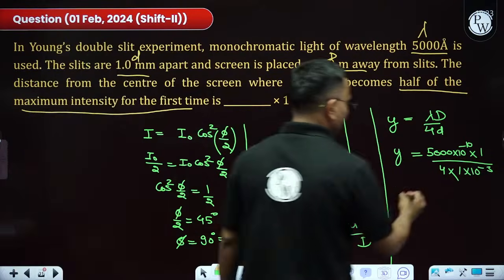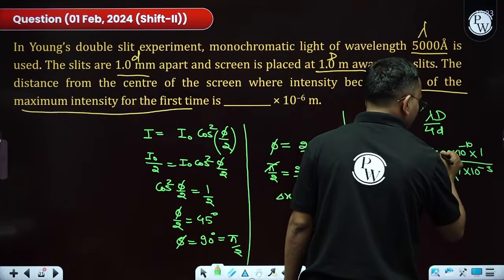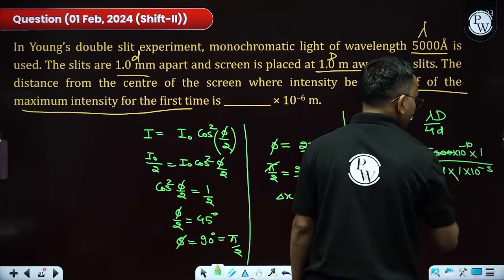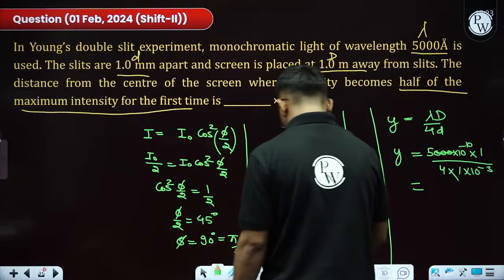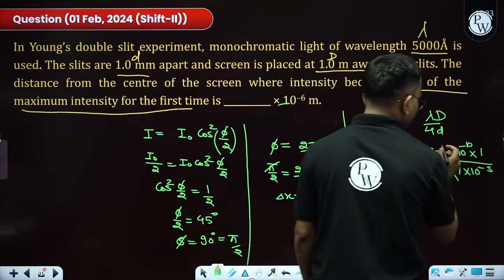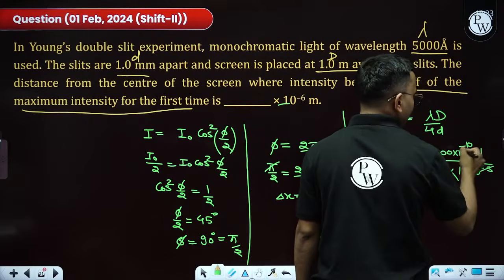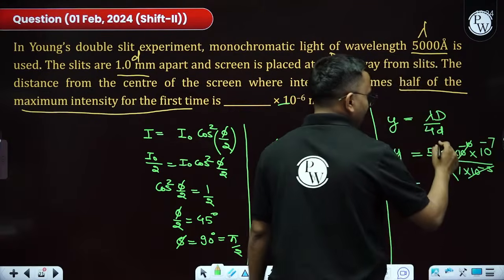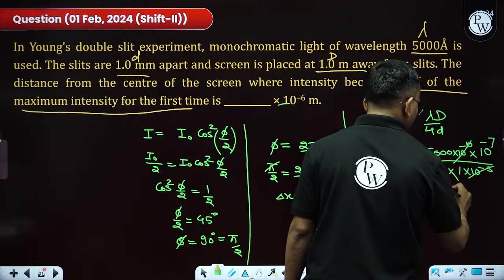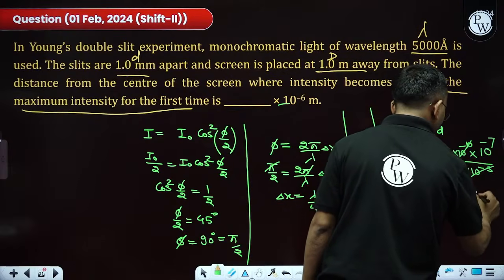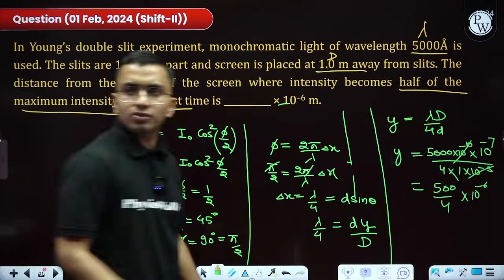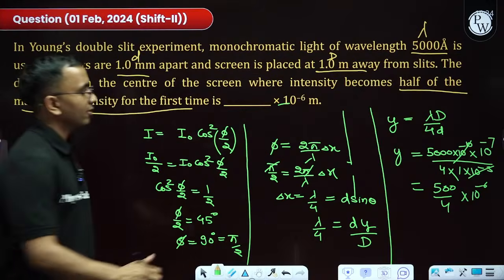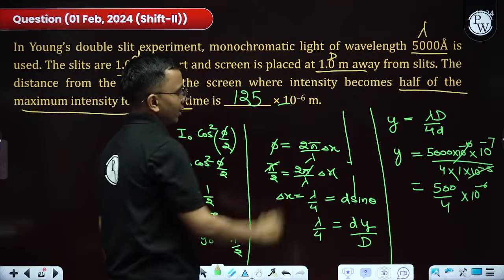Do the calculations. What is it? This is 10 to the power 3. If I need the answer in 10 to the power minus 6 terms, this will become 10 to the power minus 7. I'll take this as 500 divided by 4 into 10 to the power minus 6. What is 500 by 4? That is 125. Answer is 125.